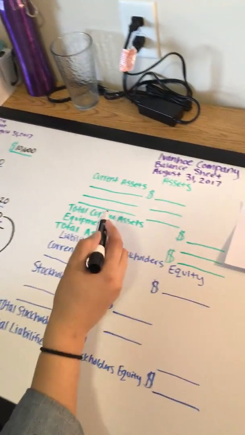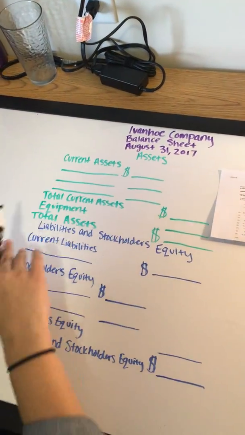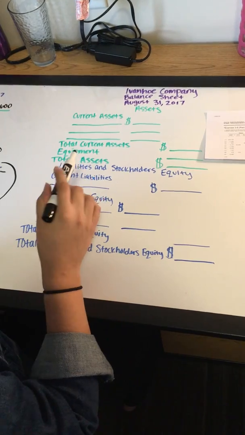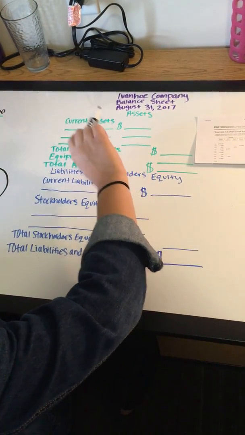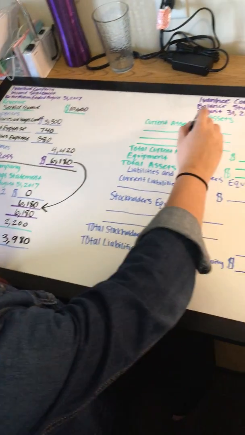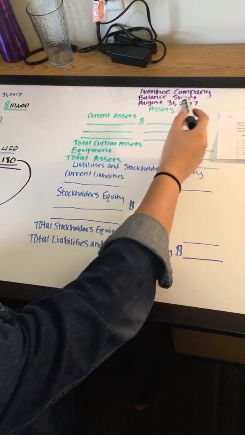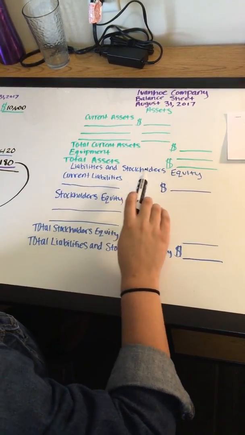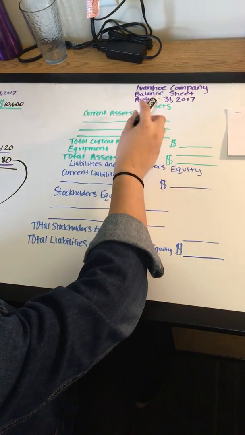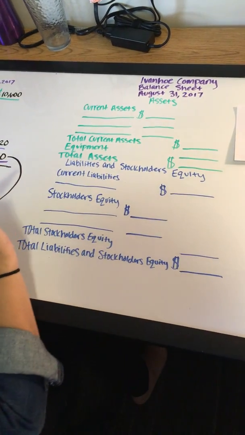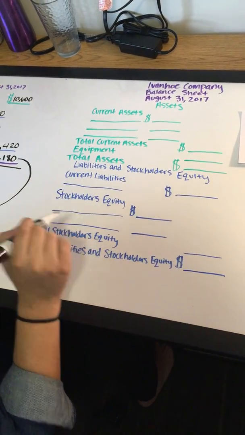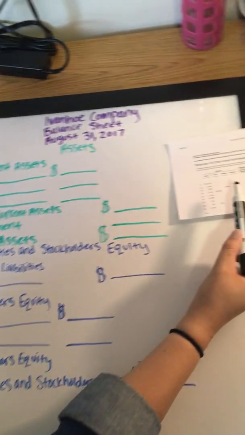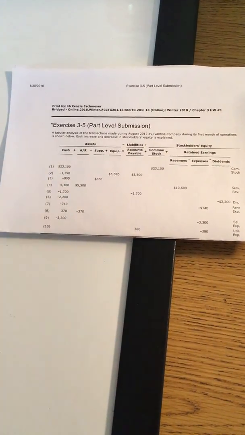Lastly, for the Ivanhoe Company, we have the balance sheet. As we know, a balance sheet is for a certain point in time. So instead of for the month ended August 31st, like the income statement and the retained earnings statement, it's just August 31st, 2017. For a balance sheet, we list our assets, and then we list our liabilities and stockholders' equity. If we start off with our assets, it wants us to prepare a classified balance sheet, so we start with our current assets. Our first current asset is cash.